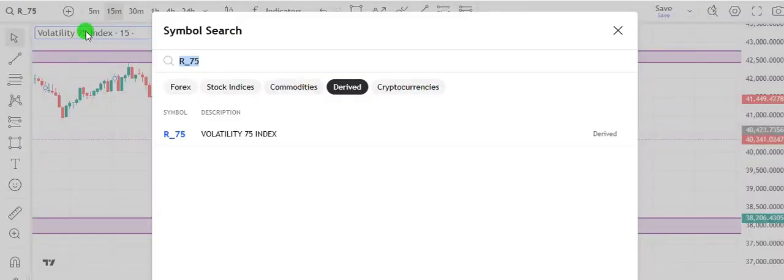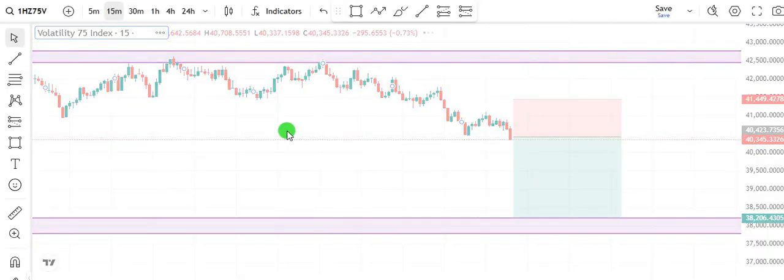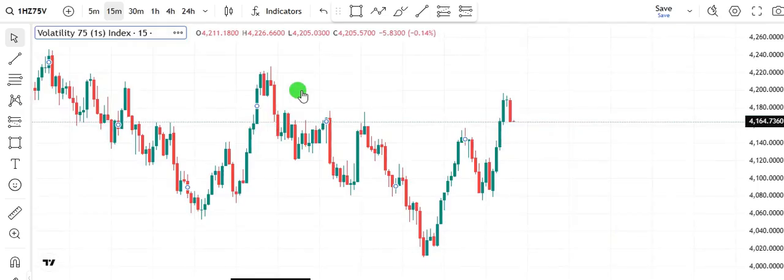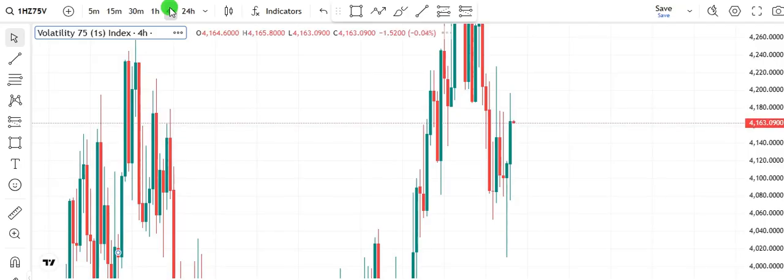This is going to be Volatility 75 (1s). I usually call this the elder brother because this is a bit more volatile than the Volatility 75 itself. And of course, we'll be starting with H4 as usual. So going to the H4 time frame.